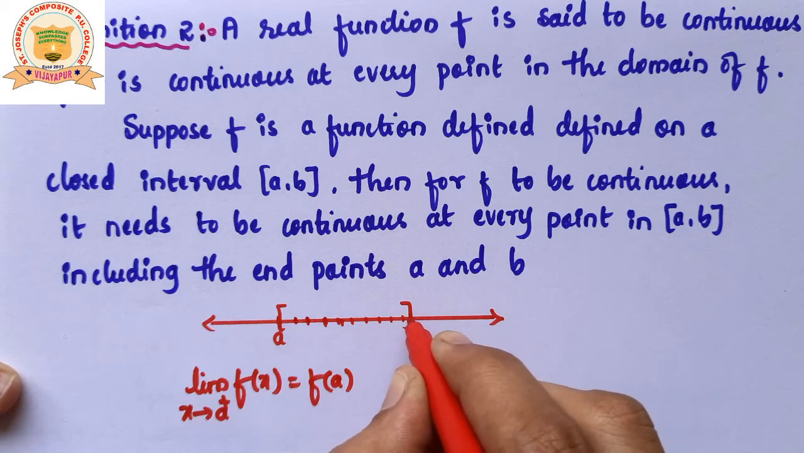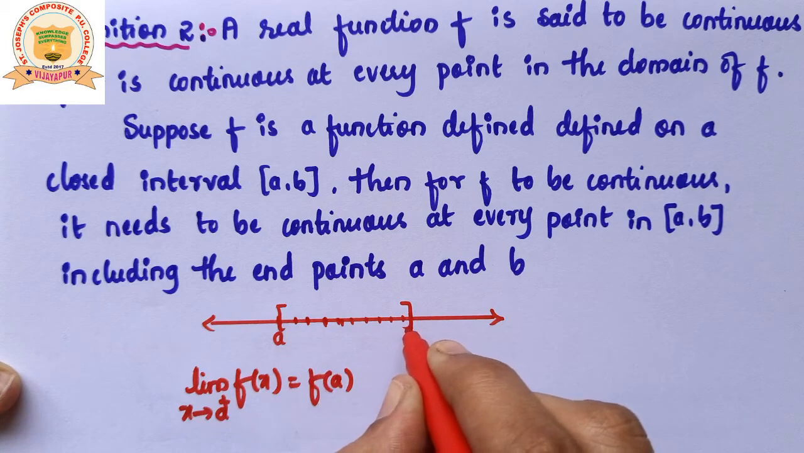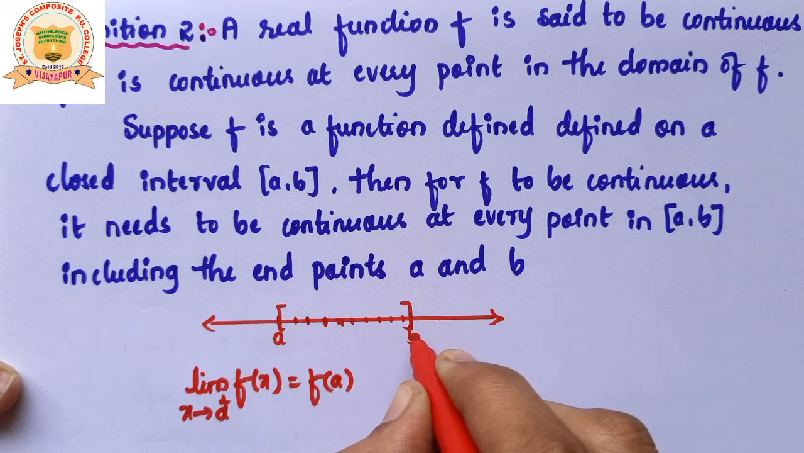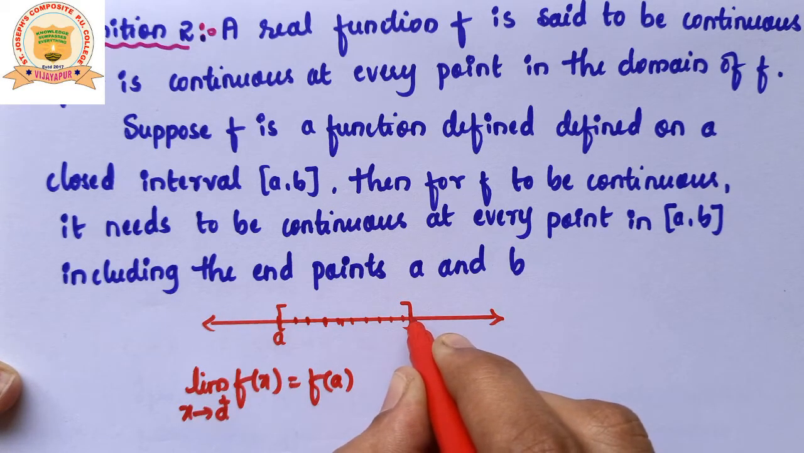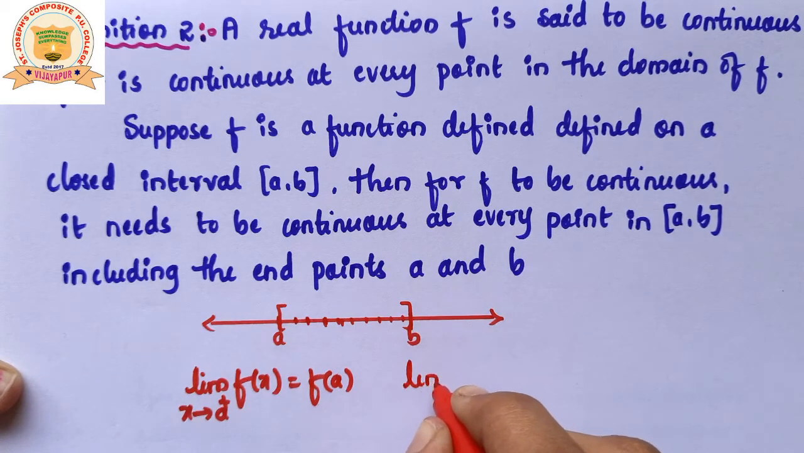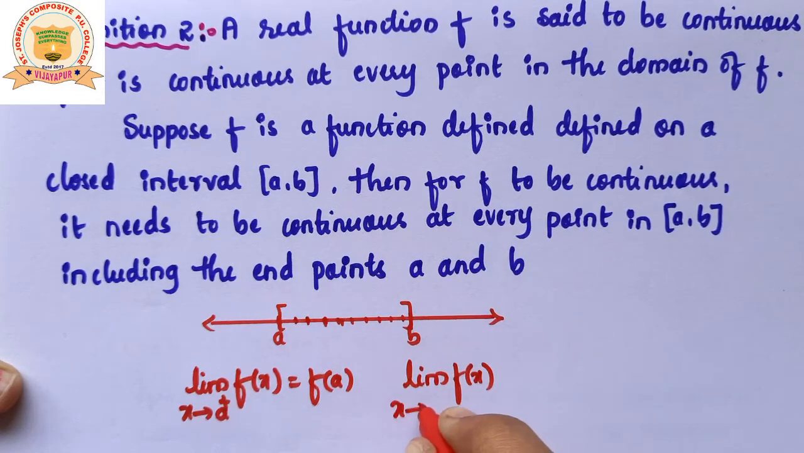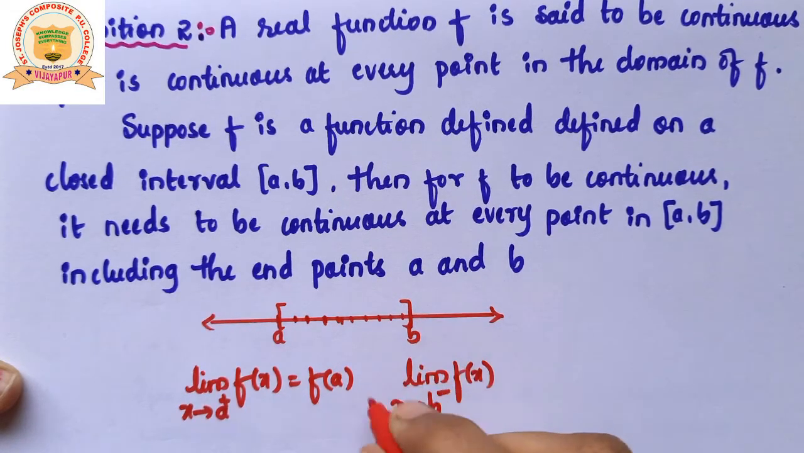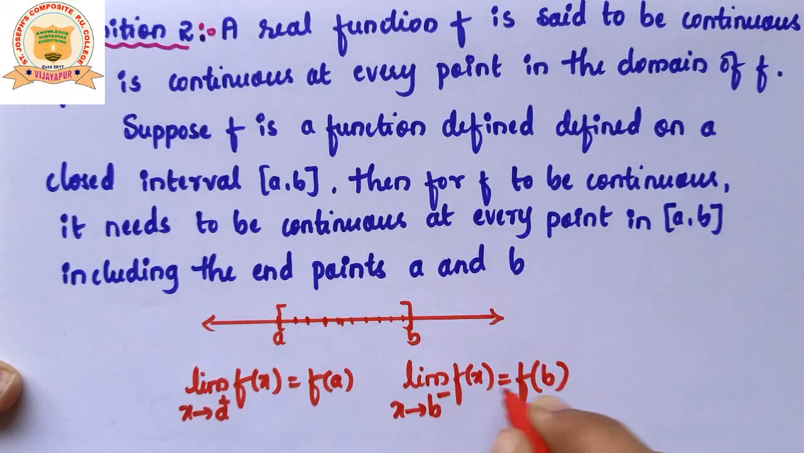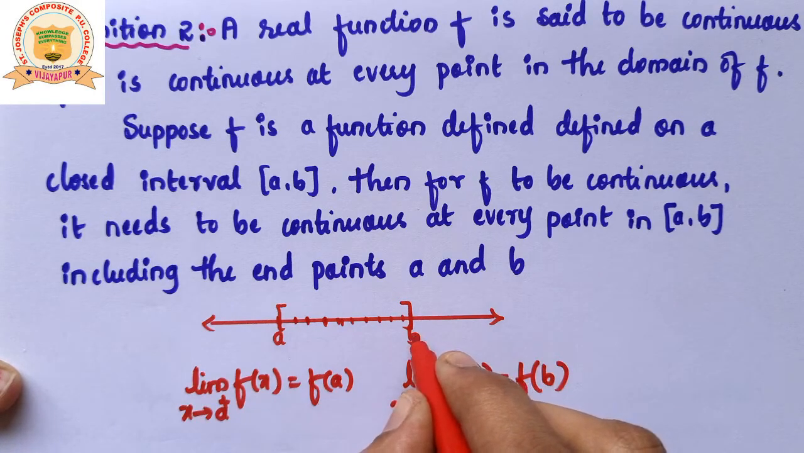For B, there are no right side values because B is the last number in this interval. Therefore, we need to find the left hand limit at this point and the functional value at this point. That is, limit of f of x as x tends to B minus, the left hand limit, we have to find, and the functional value at that point. If these two are equal, then we say that the function is continuous at x is equal to B.